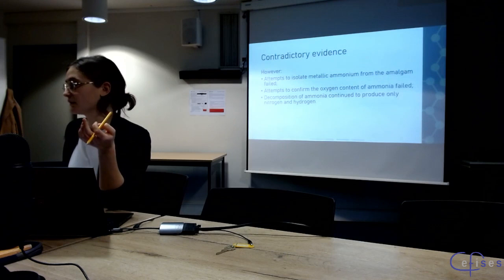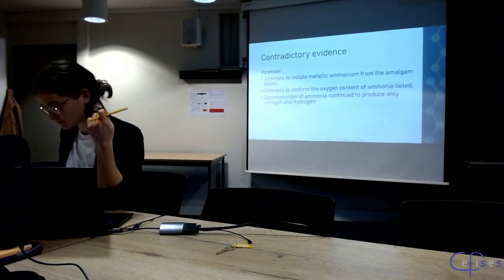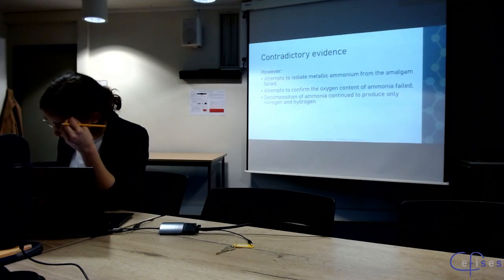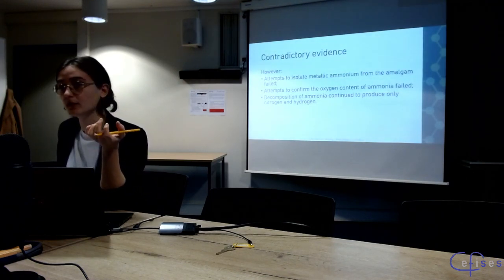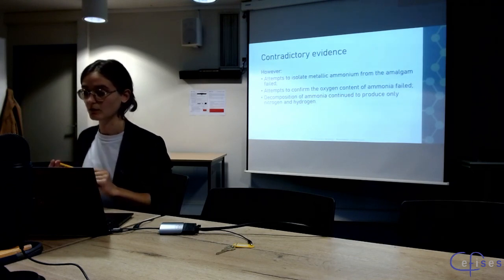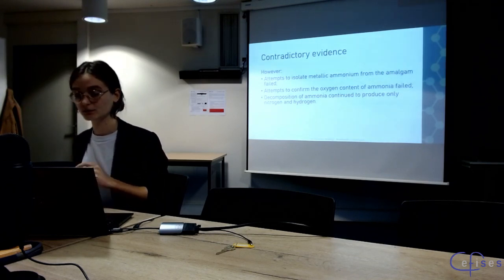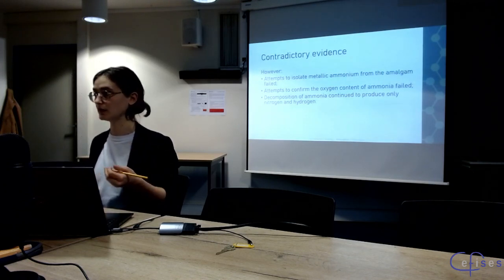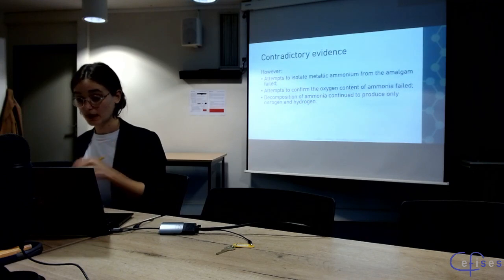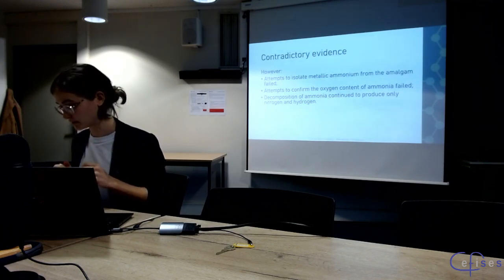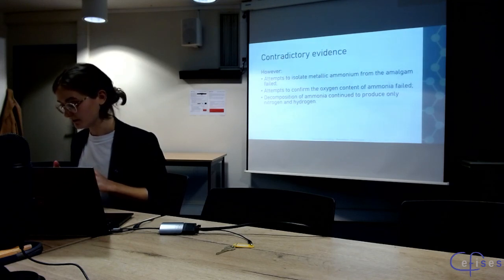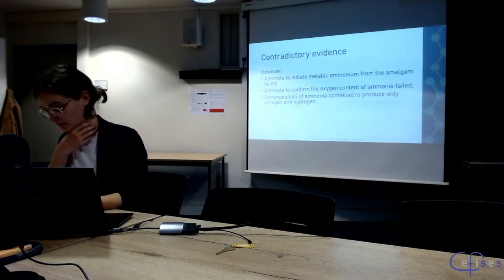However, there was still all this other evidence that really went in the opposite direction. Even the fact that there was an amalgam didn't solve the various contradictions. The attempts to isolate this metal from the amalgam all failed, so no metallic ammonium could be taken from the amalgam. Repeated attempts to confirm the oxygen content of ammonia also failed, and repeated decomposition of ammonia continued to produce only nitrogen and hydrogen. So this wasn't just Davy working on it, but multiple chemists in France and in the UK were working on this question and just repeating the decomposition of ammonia, and all they could find was just nitrogen and hydrogen. So they kept running into this contradiction.